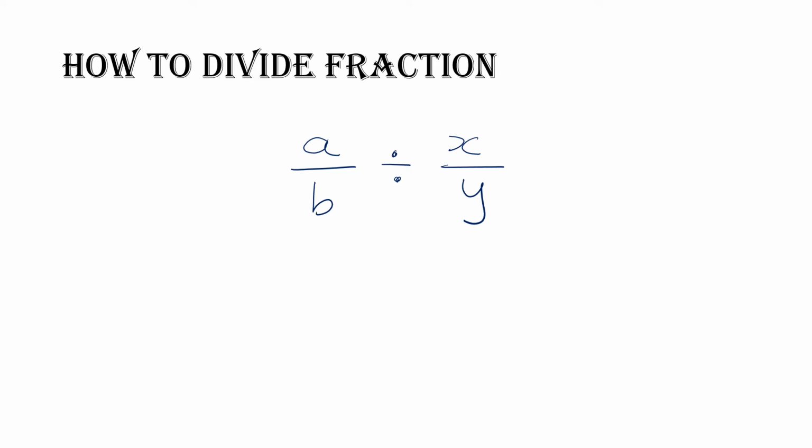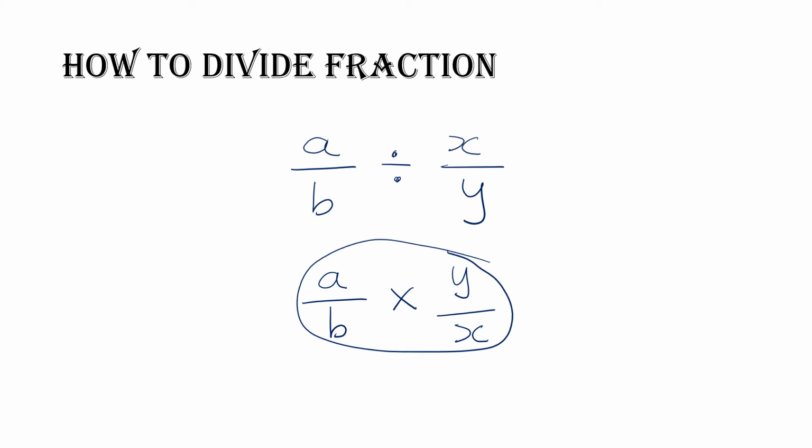When you're presented with two fractions that are being divided by each other, this is what you do. You keep the first fraction as it is. You change the division sign into a multiplication sign. And you see this fraction over here? The x over y will now become y over x. That is all there is to it. And from here, we basically have multiplication of fractions. So that's what we do.